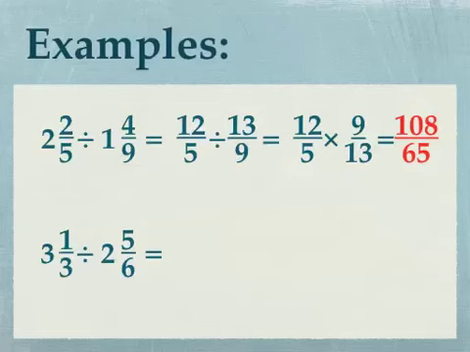This is an improper fraction. 65 can go into 108 one time, and you're going to have 43 as the remainder. So my mixed number is 1 and 43 over 65.